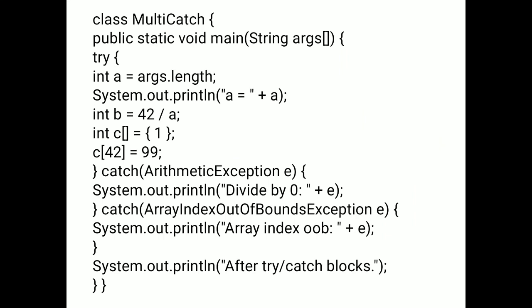Why? Because int c, that is an array, is equal to 1, that indicates that c of 0 is equal to 1. Next, c of 42 is equal to 99, but that index 42 is not at all there, and now you are trying to access it. For that reason you will get an array index out of bound exception. Then the second catch block will be used.